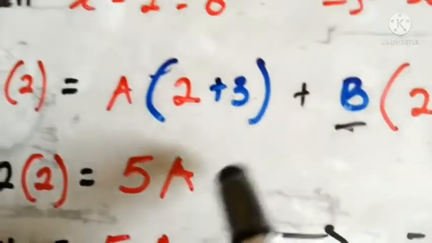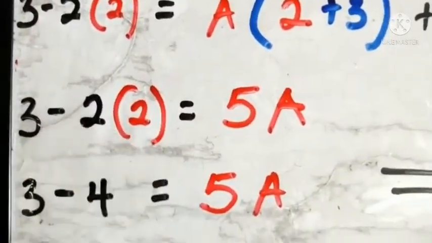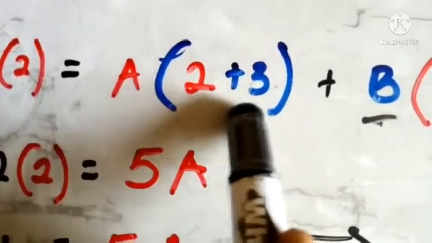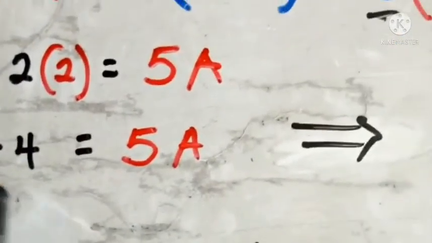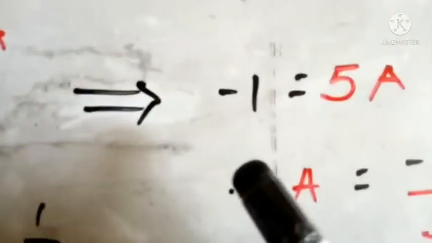So here we can focus on this part here. So here gives me 3 minus 2 into bracket, that should be 5, right? 2 plus that should be 5. So this one gives me 5a. Okay, so on the left hand side, I'm having 3 minus 4 here, that should be minus 1. So that's how I got negative 1 equal to 5a.